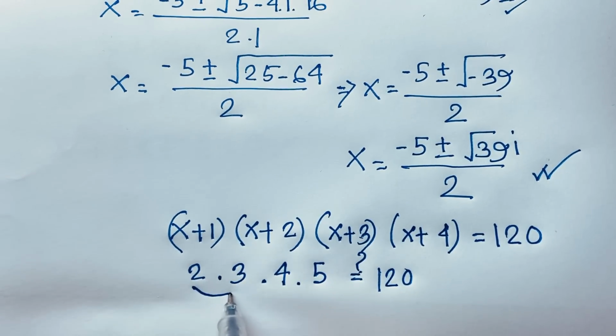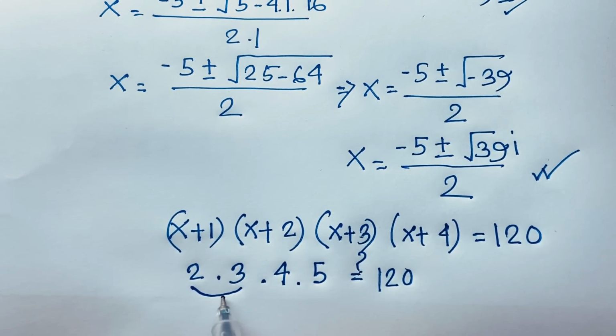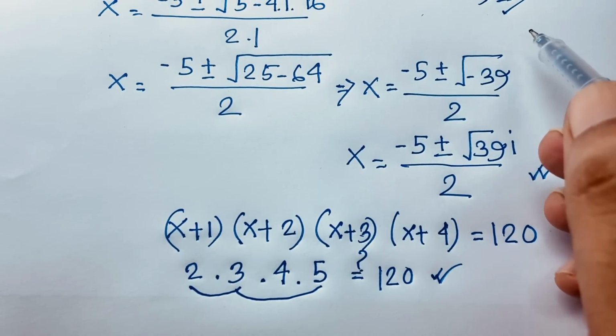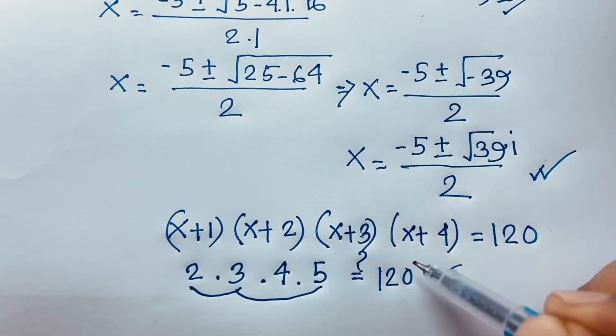Here 2 times 3 will be 6, and 6 times 5 will be 30. 30 times 4 will be 120. So you can see easily x is equal to 1. This is our right answer. So this time it will be 120.